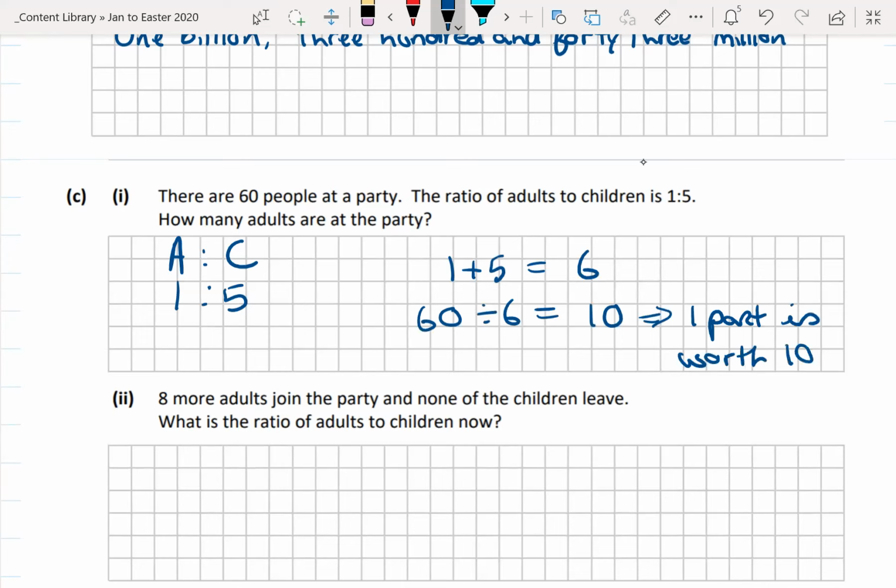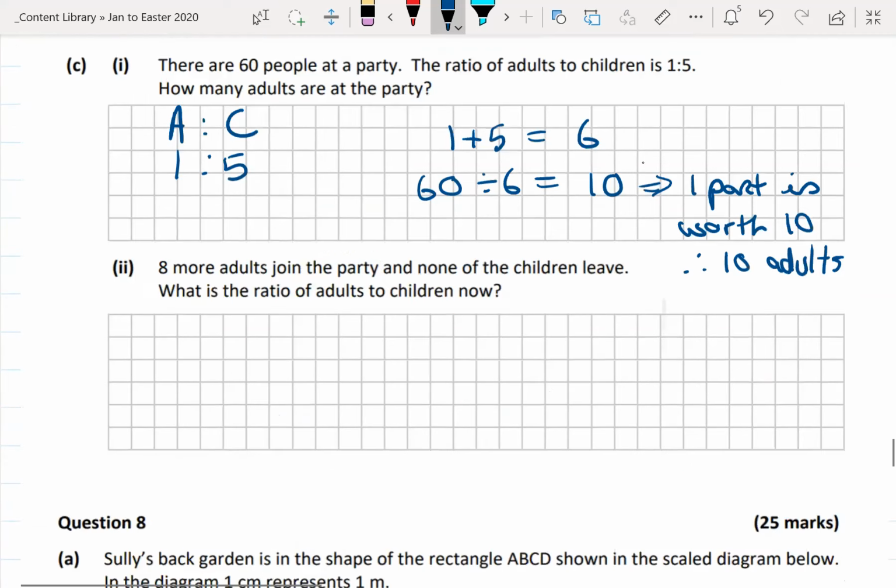And that's actually all we want to know, because they wanted how many adults. So there are 10 adults. So if there are 10 adults and there's 60 altogether, there must be 50 children.